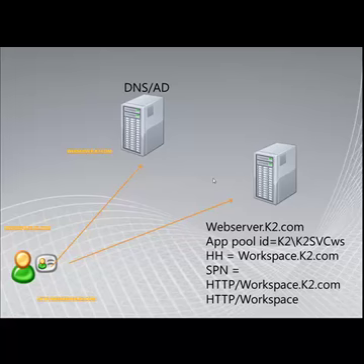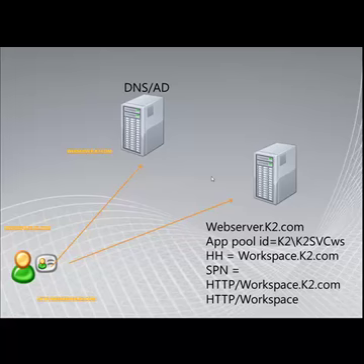So let's talk a little bit about the need for A records rather than C names. This is a very crude example that hopefully you'll be able to gather some information from. In this example, I have a server that is acting as my workspace server, and the actual NetBIOS name of that server is webserver, and the fully qualified domain name is webserver.k2.com. Now my workspace is operating under the app pool ID of k2/k2 service workspace, or WS.